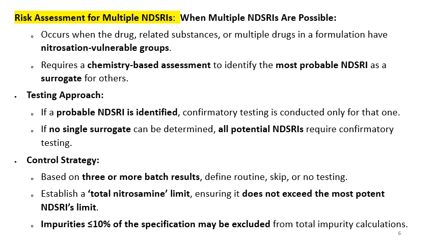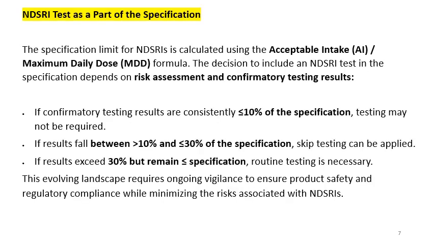Control strategy: based on three or more batch results, we can define routine, skip or no testing. So the control strategy depends on the results. Establish a total nitrosamine limit, ensuring it does not exceed the most potent NDSRI limit. Impurities less than or equal to 10% of the specification may be excluded from the total impurity calculations. So this is regarding multiple NDSRIs.